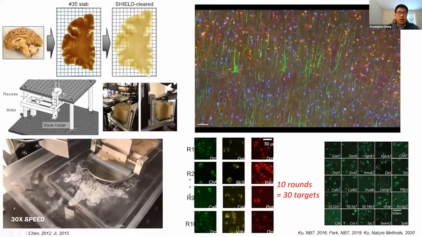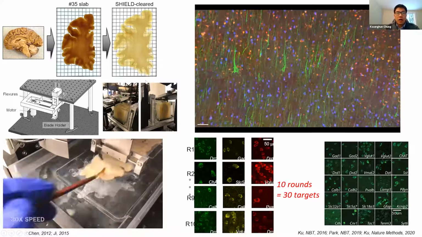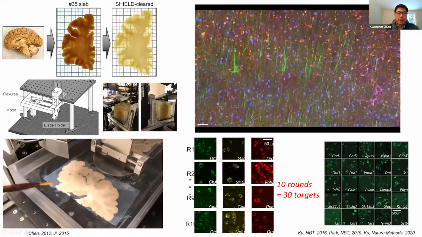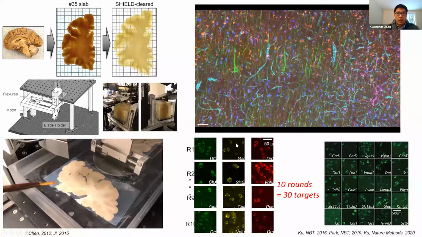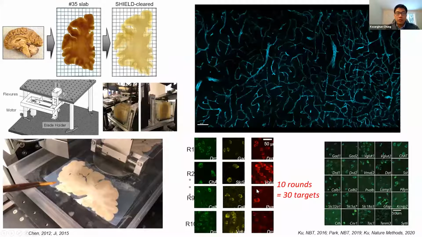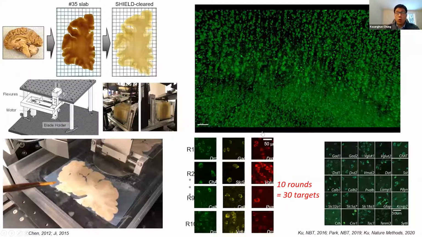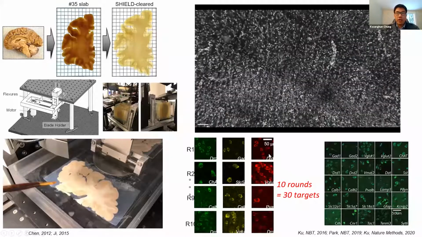And this SHIELD platform allows us to use antibodies or mRNA FISH probes to map molecules and cell types and structures that we are interested in, and we can do multiple rounds of this mapping to extract detailed information, cell type information, and molecular structure information. And all these multi-round data sets can be registered at single cell resolution.